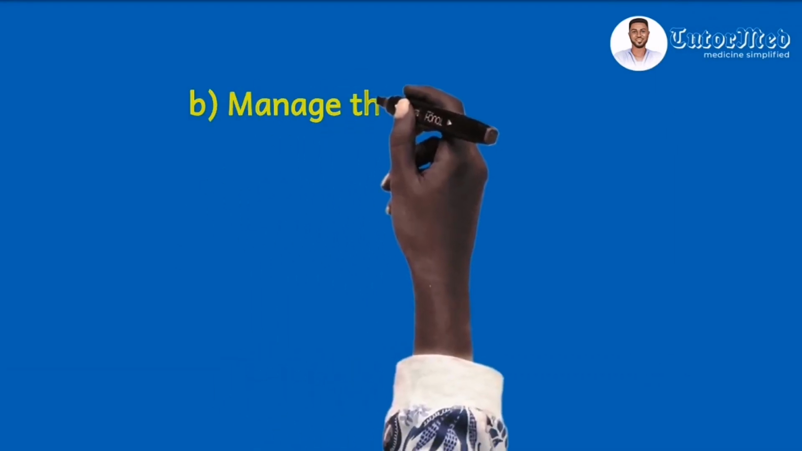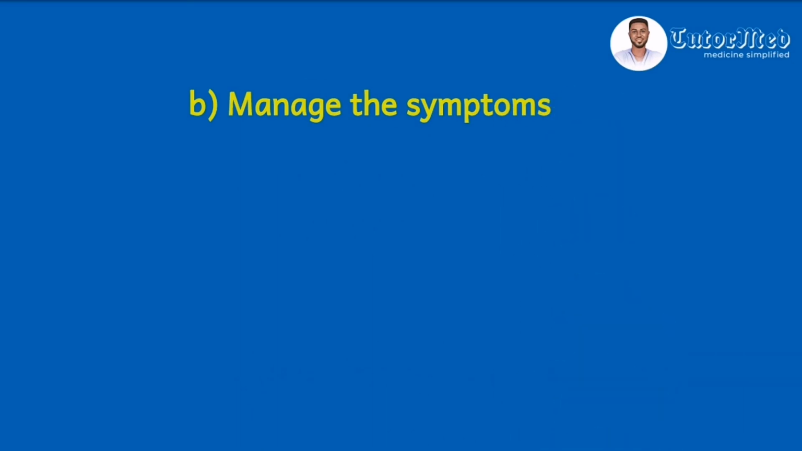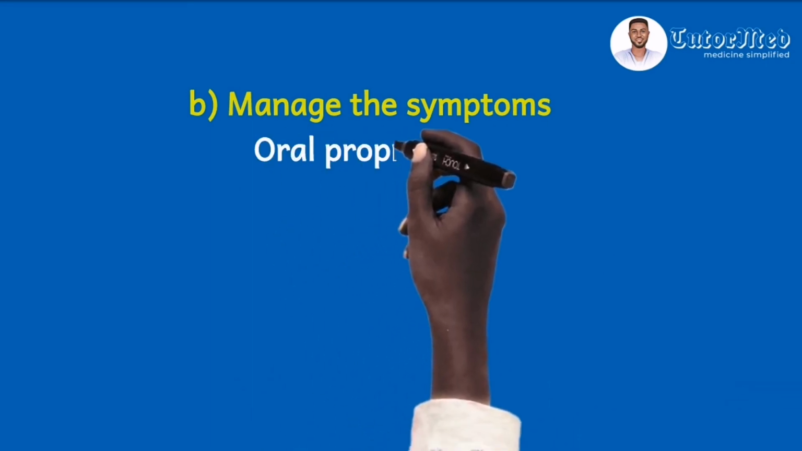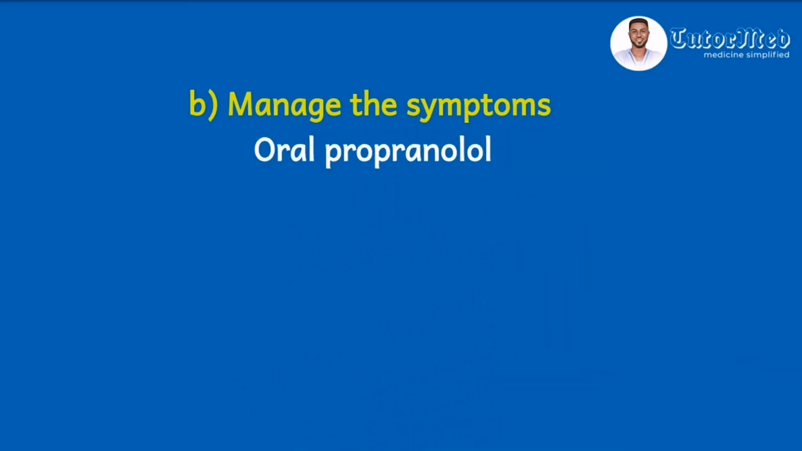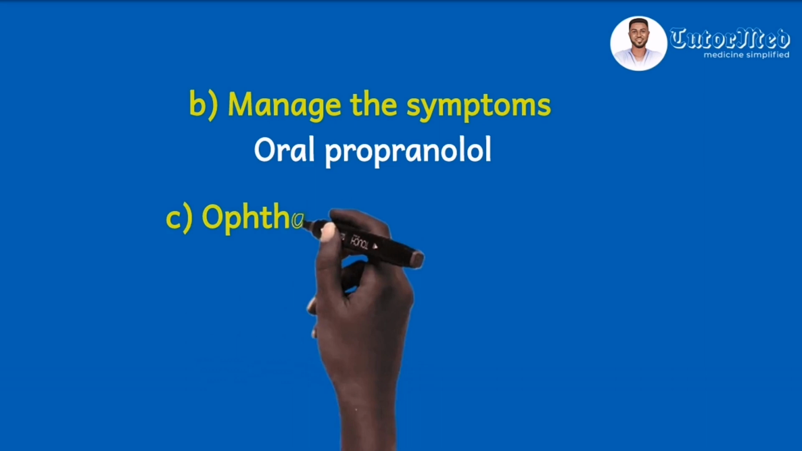Then you don't only give the anti-thyroid medications, you may have to manage the symptoms with a beta blocker. So a beta blocker like oral propranolol can reduce symptoms like tremors, the diarrhea, the palpitations, and even the eye signs. Propranolol is the most preferred, but if you don't have propranolol, literature says you can use atenolol or metoprolol. Then for the eye signs, you might need to refer the patient or consult an ophthalmologist.